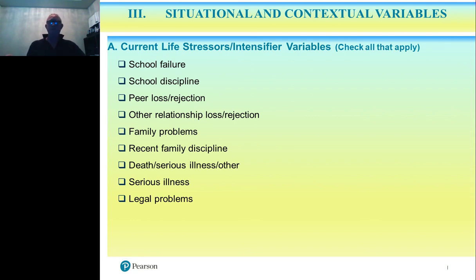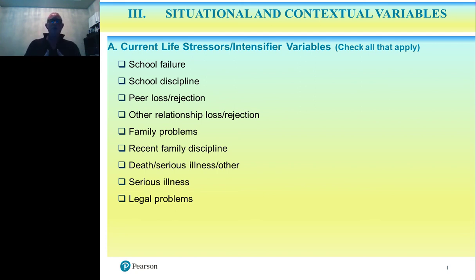So this could be like a big brother, big sister, or this could be a soccer coach. This could be a youth pastor in your church. It could be their martial arts teacher, or anybody along those lines. So maybe having the loss of one of those types of relationships is a mounting problem.